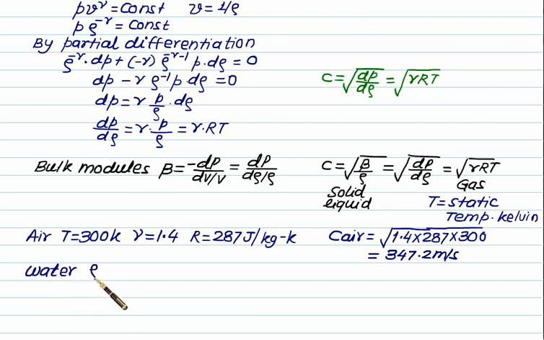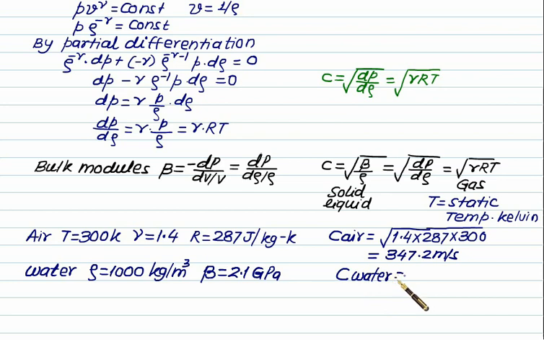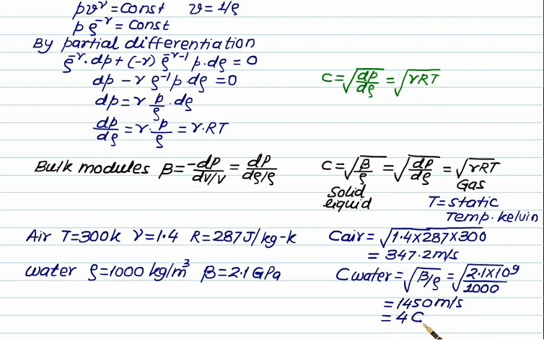If we consider water at ordinary condition, in that case we know the density of water is 1000 kg per meter cube and the bulk modulus for water is 2.1 gigapascal. We can very well calculate the velocity of sound in water, but this time we'll use the definition of under root of beta by rho. So that will be under root of 2.1 into 10 to the power 9 divided by 1000. That is very close to 1450 meter per second. That will be approximately 4 times the velocity of sound in air.